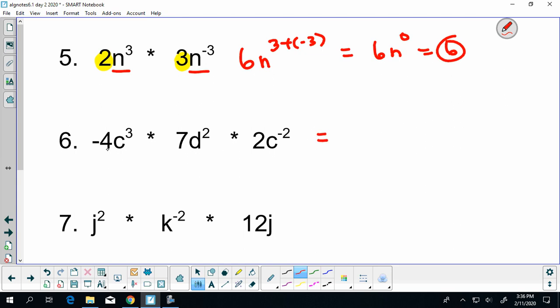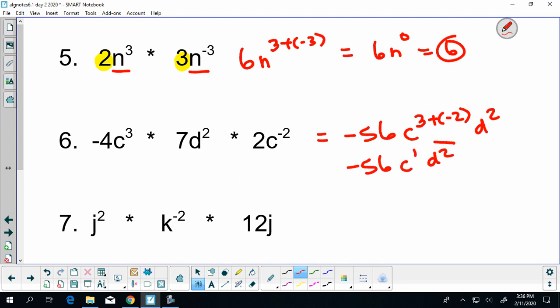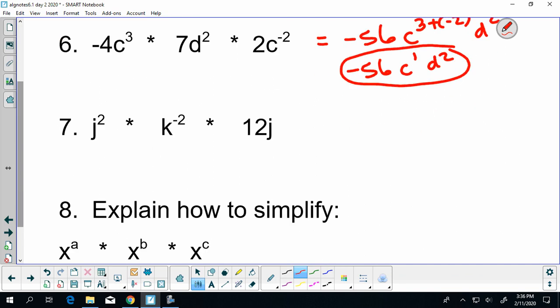So let's see, negative 4 times 7 times 2 would be negative 56. I'm going to combine the c's because they have the same base by adding the exponents. So c to the 3 plus negative 2. D to the 2 is just listed at the back. So negative 56, c to the first, d to the 2. And that first power on the c is optional, not necessary.